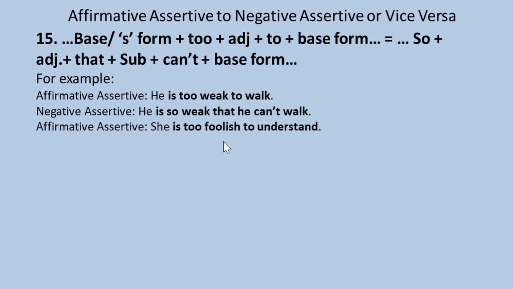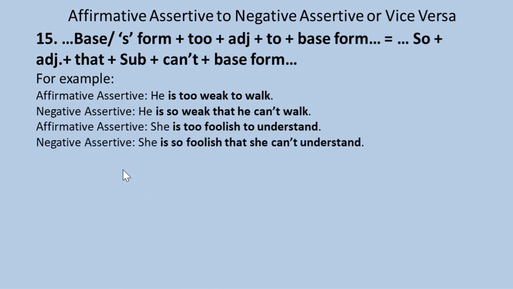Affirmative assertive, she is too foolish to understand. Negative assertive, she is so foolish that she can't understand. So here the tense of the sentence is present indefinite, so we have to use can't base form for that. So to is replaced with so, adjective, and to is replaced with that, then we use subject can't base form.